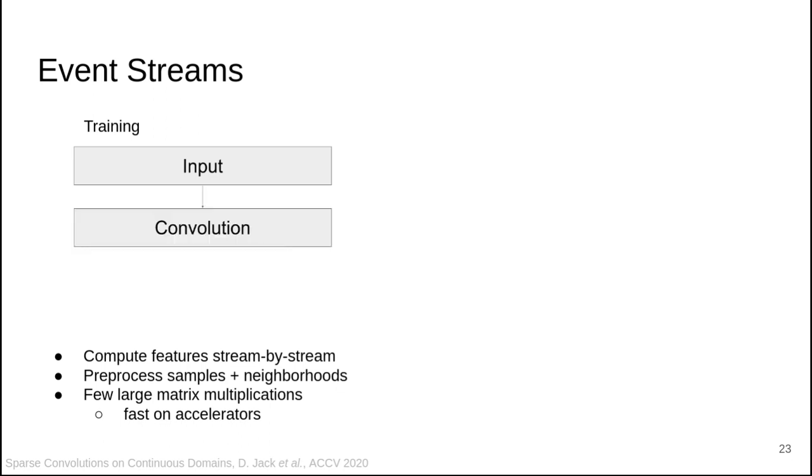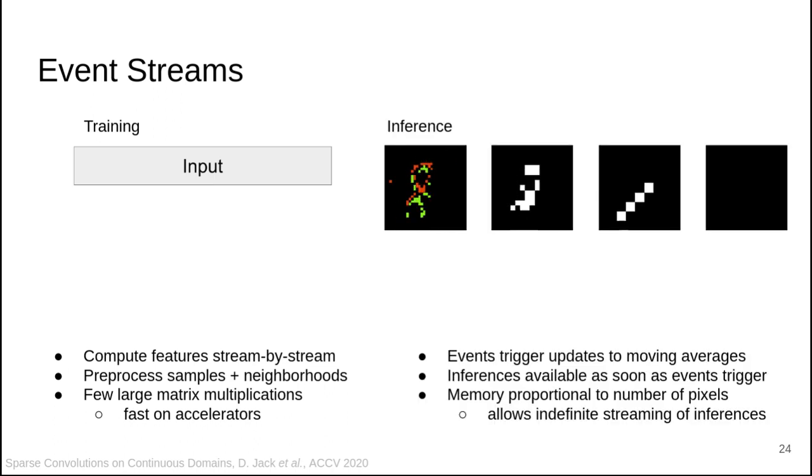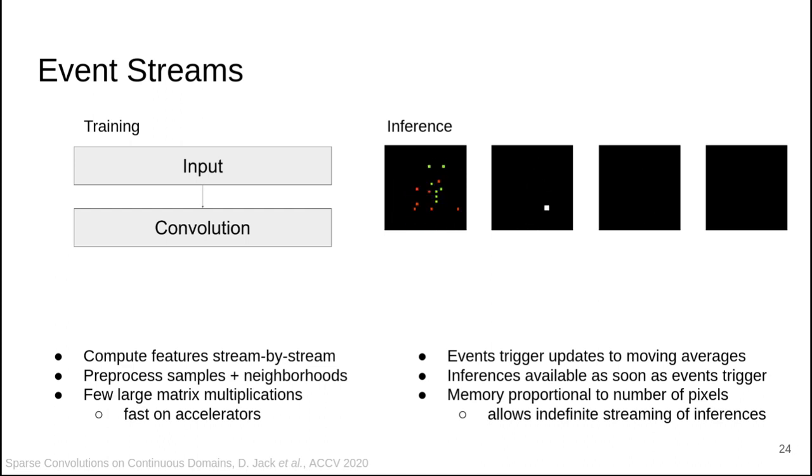These changes allow us to propose different implementations for each of training and inference. Our training implementation proceeds much the same way as it did for point clouds, with features of all events in a stream computed simultaneously, stream by stream. This allows us to express the manipulation in a relatively small number of large matrix multiplications. Our inference implementation computes features for each event in time order, using exponentially moving average updates. This allows for asynchronous inferences available at the moment the event is fired, and since it requires memory proportional to the number of pixels rather than the number of events, we can stream inferences indefinitely.